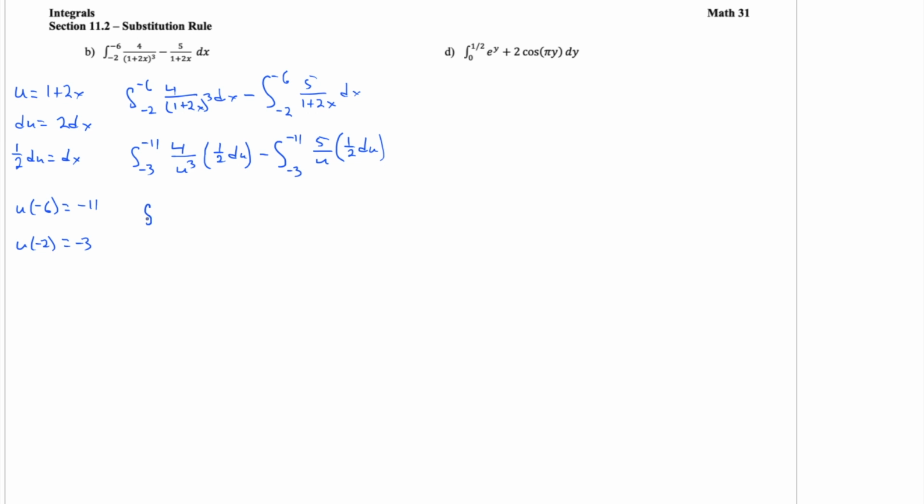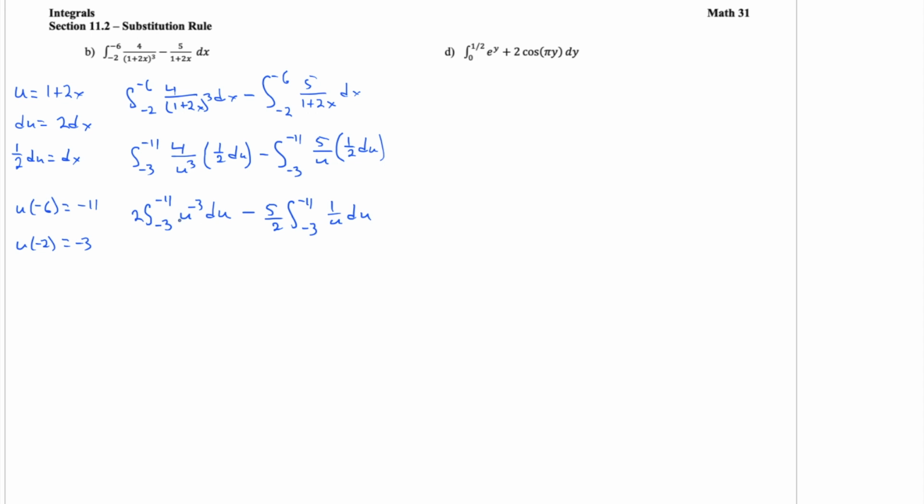So we can clean this up a little bit. -11 over -3. Now 4 divided by 2 is just 2, and I can actually take that 2 outside the integral, and I'm just left with then u to the -3 du. I'll subtract that. Now this one here, 5 over 2, I can take that outside of this integral, -11 to -3, and that just leaves me then with 1 over u du for that one there. And so then I can solve for each of those integrals as they go.